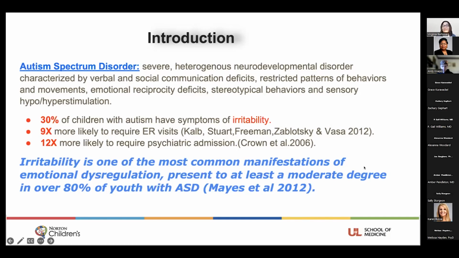Overall, it's responsible for frequent ER visits. So kids that have irritability, aggression, self-aggression are 9 times more likely to be visiting emergency rooms and 12 times more likely to be admitted to a hospital. So we're dealing with situations that can be highly problematic, and I hope I can give you some ideas in terms of navigating these difficulties.